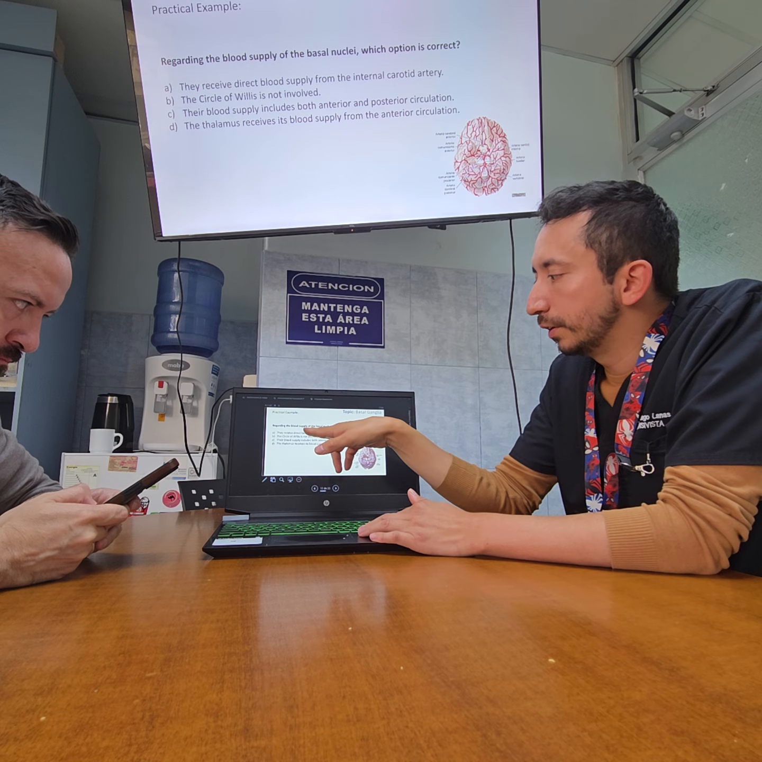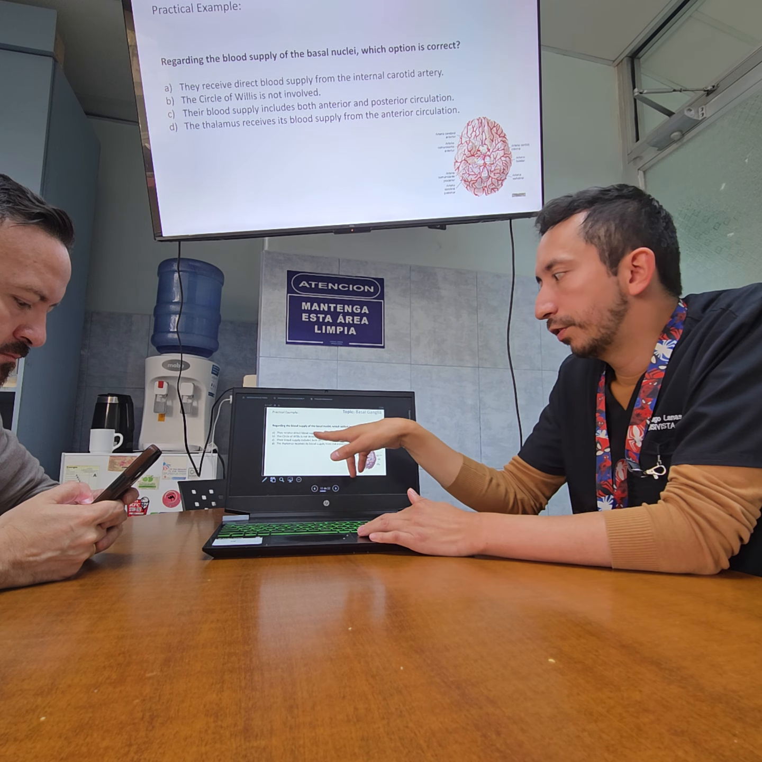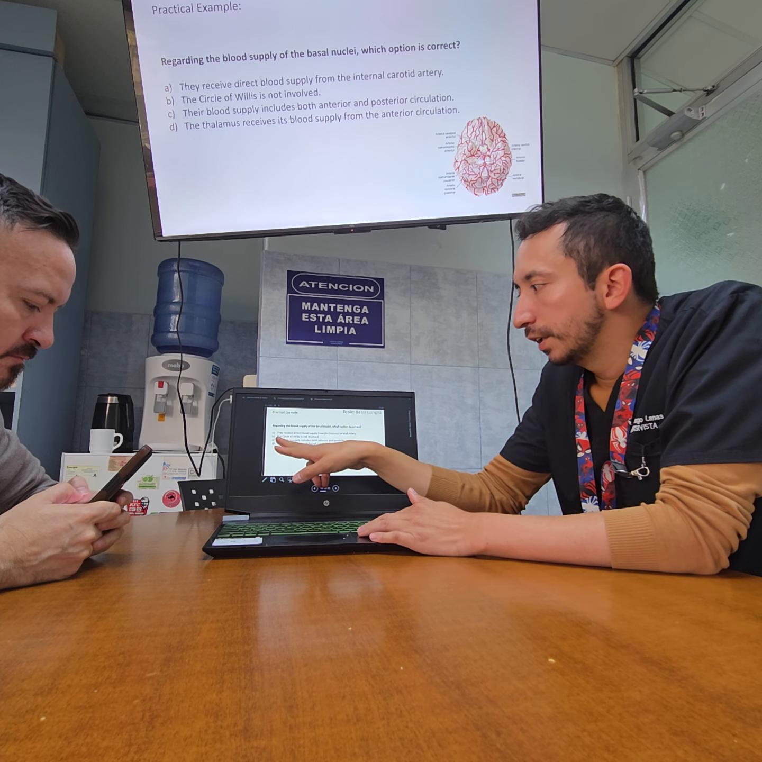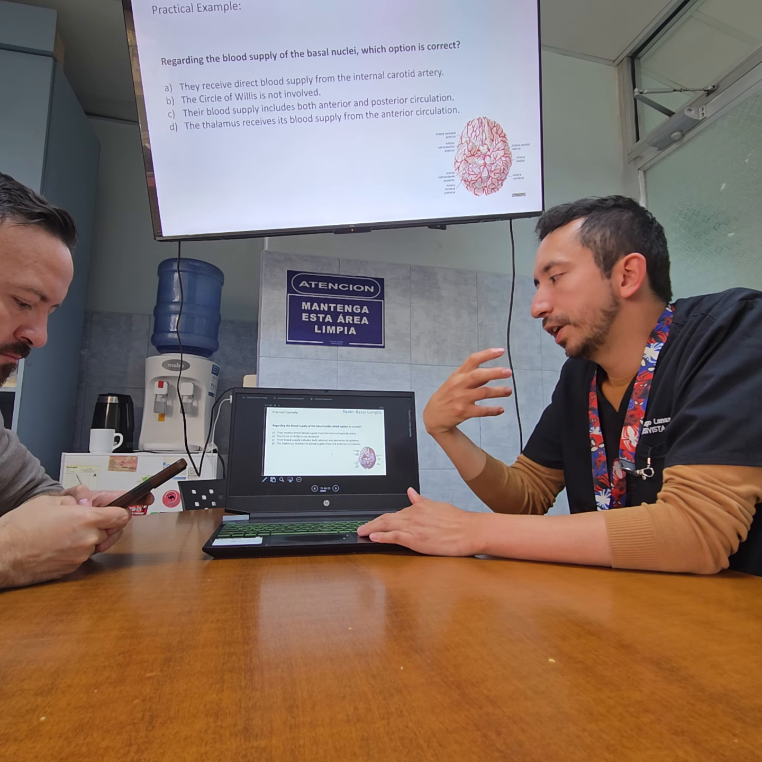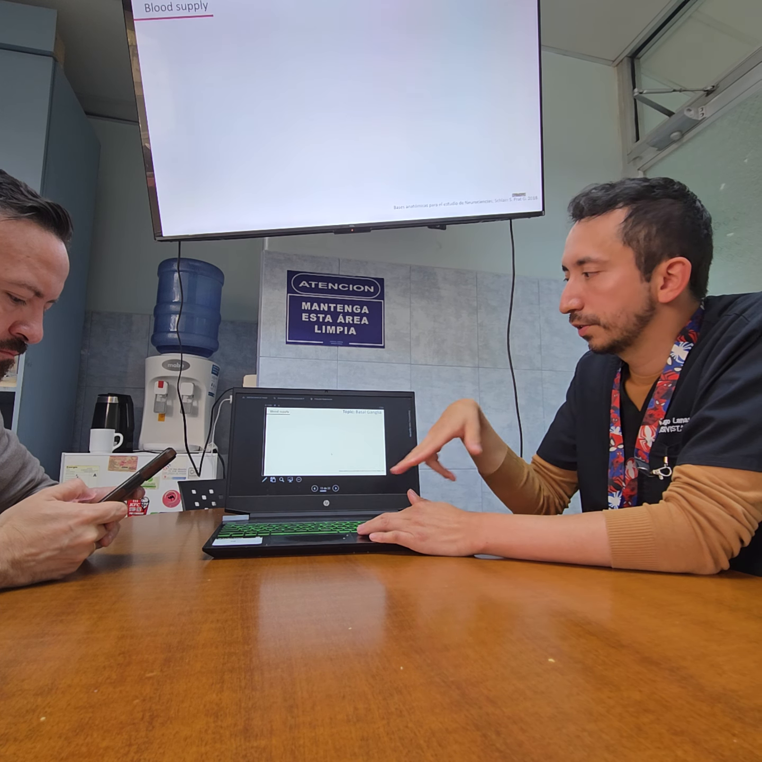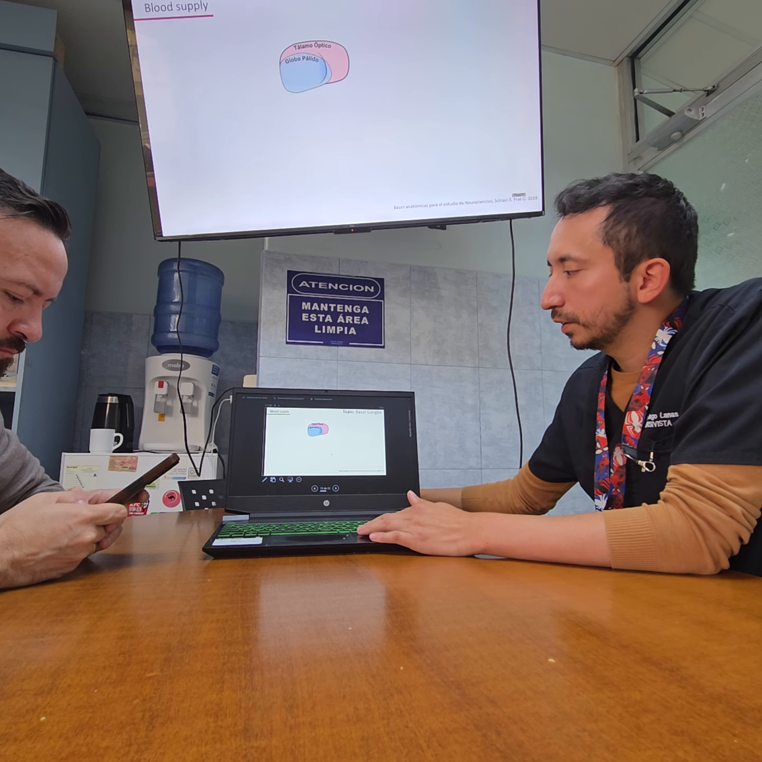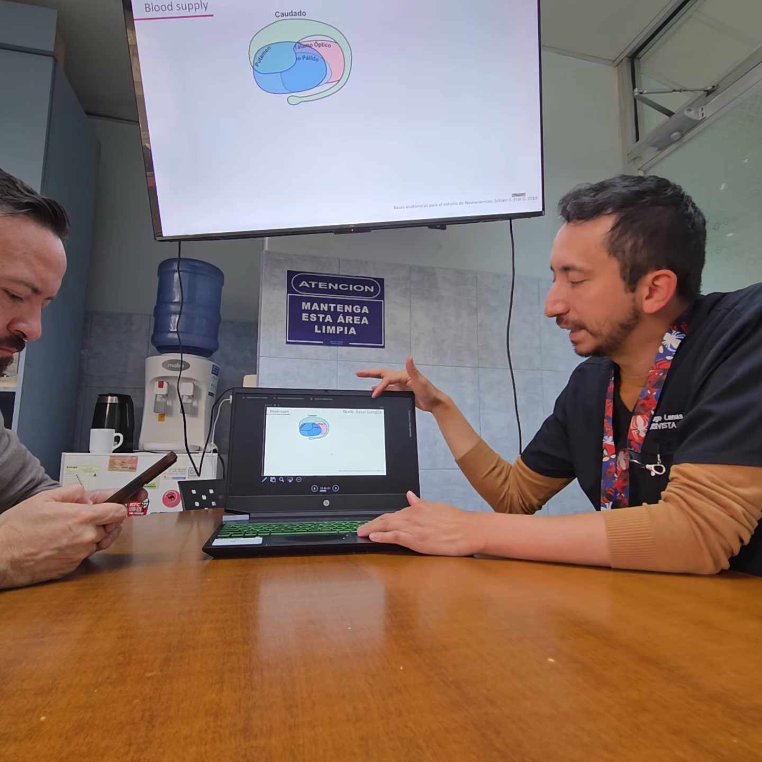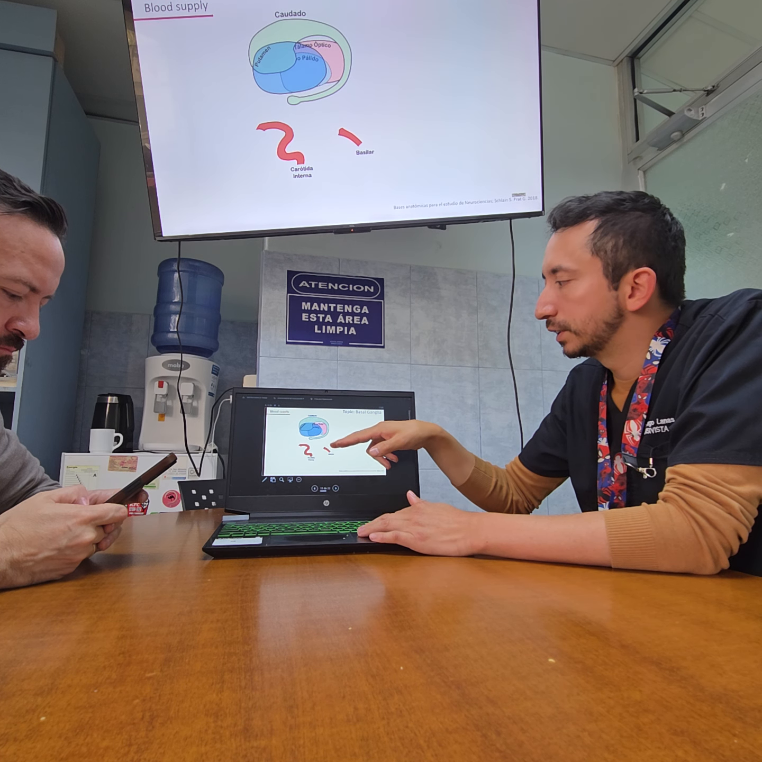Regarding the blood supply of the basal nuclei, which option is correct? They receive direct blood supply from the internal carotid artery. You can see after, the circle of Willis is not involved. Their blood supply includes both anterior and posterior circulation, and the thalamus receives its blood supply from the anterior circulation. Okay? So, you can see all the structures of the basal ganglia. In this part, we can see the vessels structure.